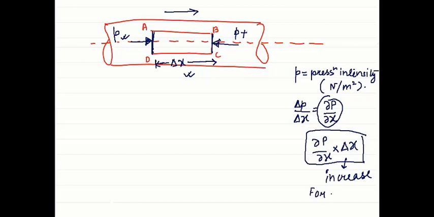for how much length? Delta X length. This is the unit increase, and when we multiply it with delta X, we'll get the increase for the length of delta X, right? So what will be the pressure on the face BC? It will be P plus del P upon del X into delta X. So two pressure forces will be acting, one on the side AD and one on the side BC, and shear stress will be acting on the sides AB and CD, right? Tau.